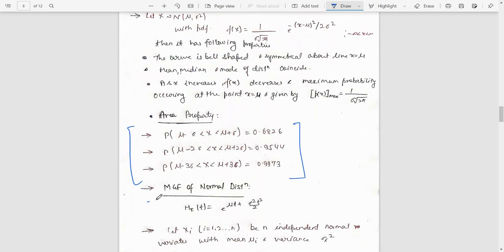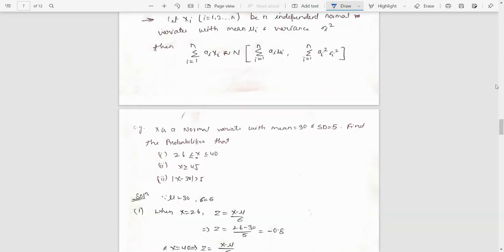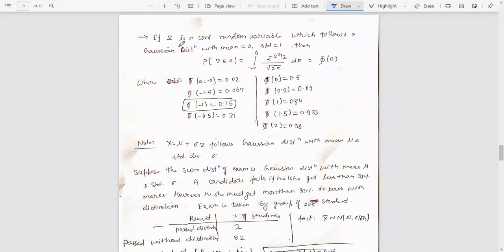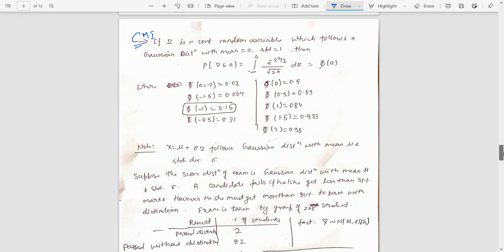Then we discussed the moment generating function, and how you can solve a question of this type. At the end we also solved questions from the CMI paper. These are the questions from the CMI paper, and we already saw how we can solve this particular question using the normal distribution.